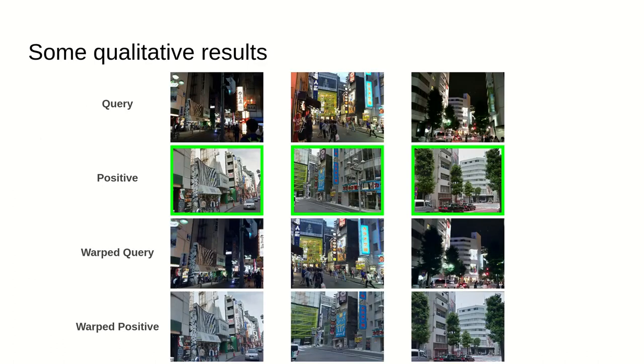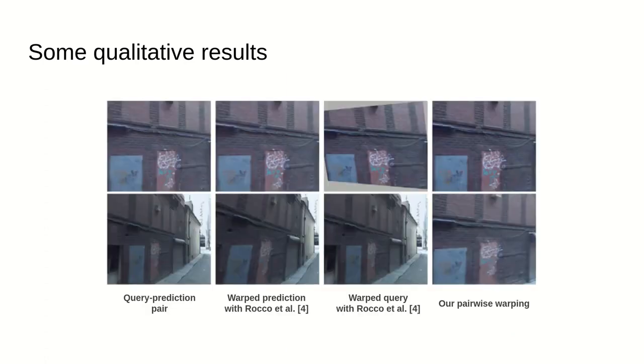Here we see some qualitative results. It is clear how warping the images helps them to increase the similarity and simplify the search for correct predictions. Finally, there are more qualitative results of our pairwise warping applied to a query prediction pair and the comparison with previous methods.